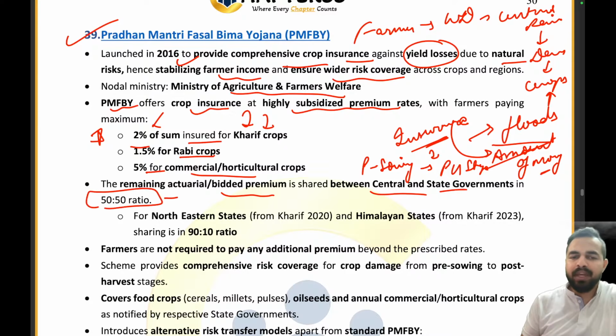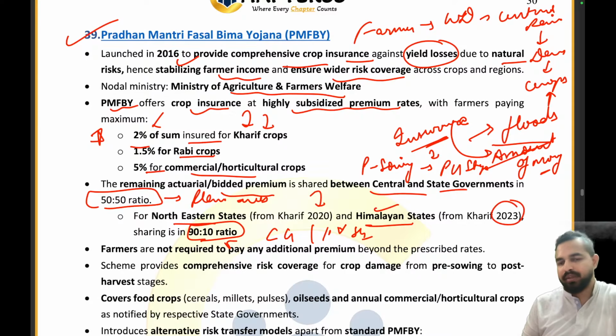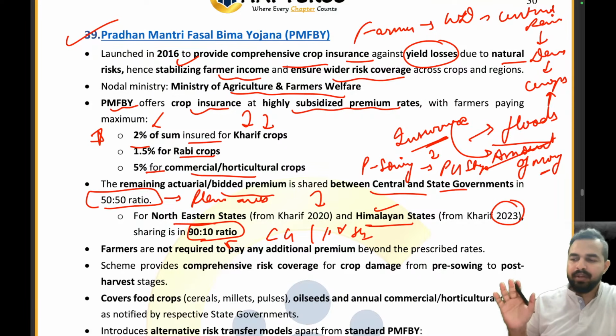This is for the plain areas. But for the northeastern states and the Himalayan states, we have a 90:10 ratio. That means 90% will be taken care of by the central government and 10% by the state government. Clear? This started for the northeastern states from the Kharif 2020 season. Himalayan states started from the Kharif 2023 season. Clear, everyone? 90:10 for the northeast and 50:50 for the normal states.